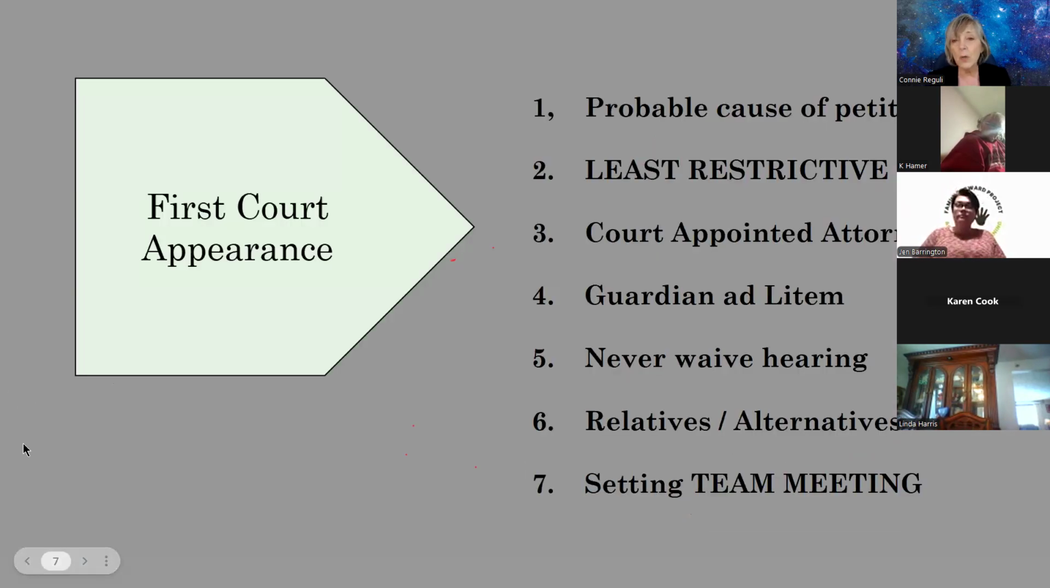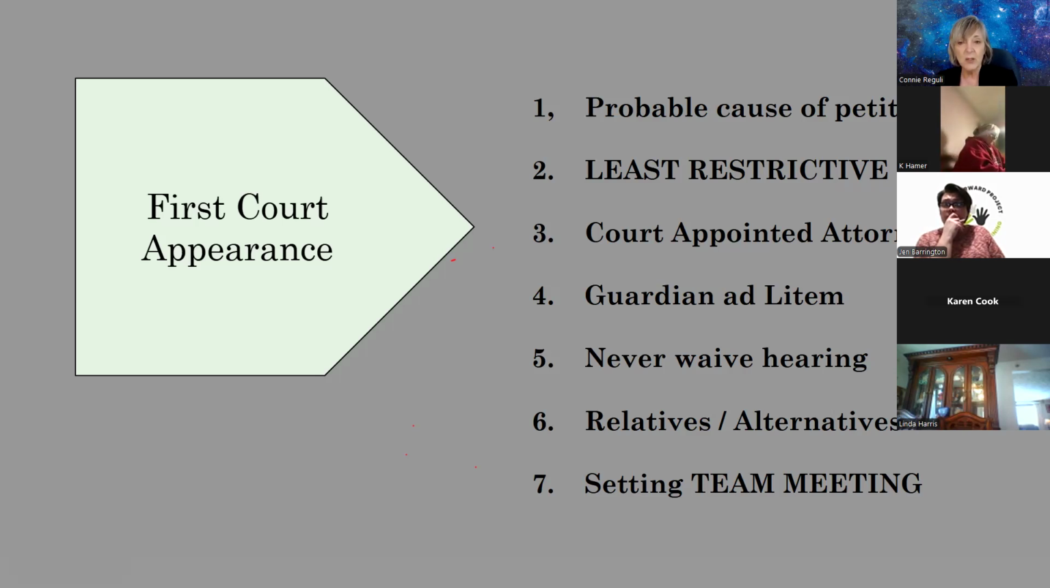All right, so the first court appearance, this is the probable cause hearing, or preliminary hearing, sometimes it's called. And the critical aspect is there's also supposed to be a least restrictive finding. There should be the appearance of a court-appointed attorney, a guardian ad litem. My recommendation is never waive a hearing. You should try to incorporate relatives and alternatives, and then there will be a setting of a team, and I use the word team loosely, a team meeting.